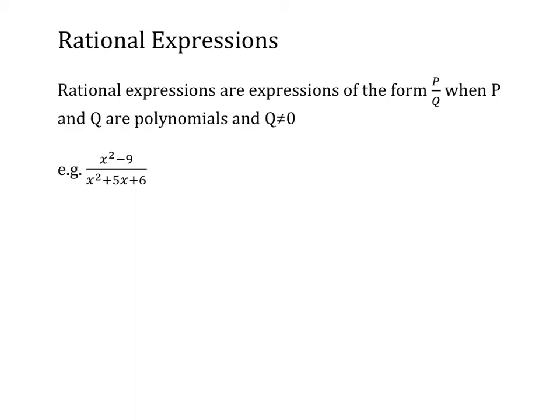So an example of a rational expression is x squared minus 9 divided by x squared plus 5x plus 6. Here we have a binomial divided by a trinomial, and this whole thing is considered a rational expression.